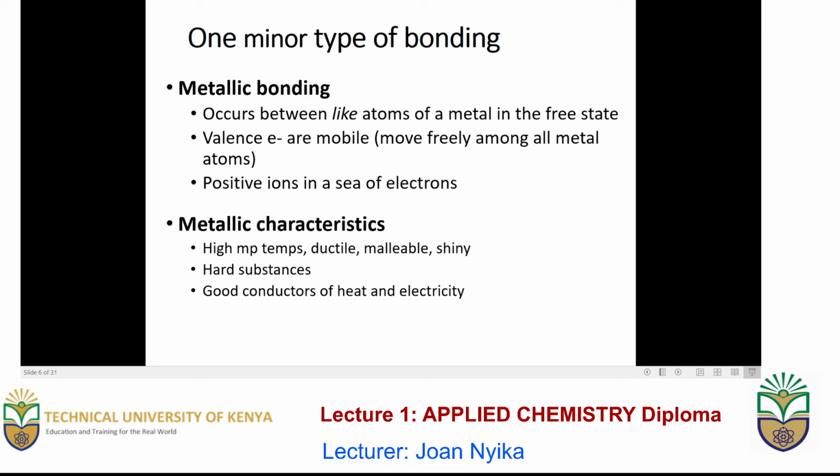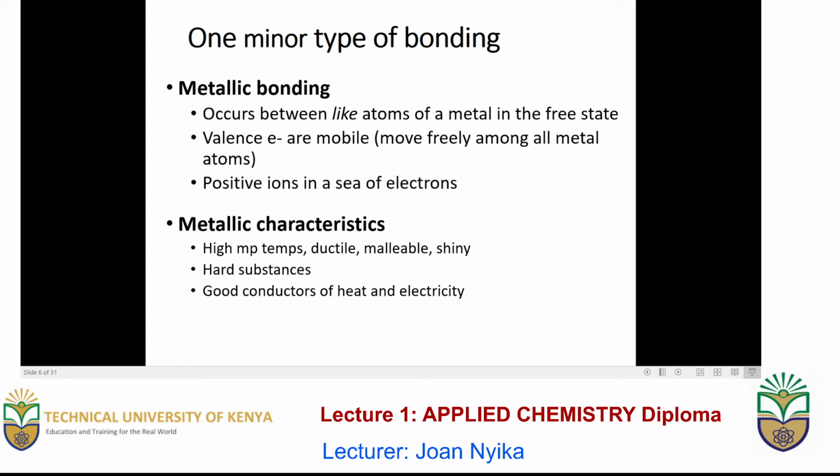They have already transferred their outermost electron. Usually the valence electrons, those in the outermost shell, are mobile. Therefore, they move freely among all metal atoms, and this results in a positive state, such that there are different metals with a different nucleus that is positively charged. However, there is a sea of electrons that is surrounding these atoms from the various metals.